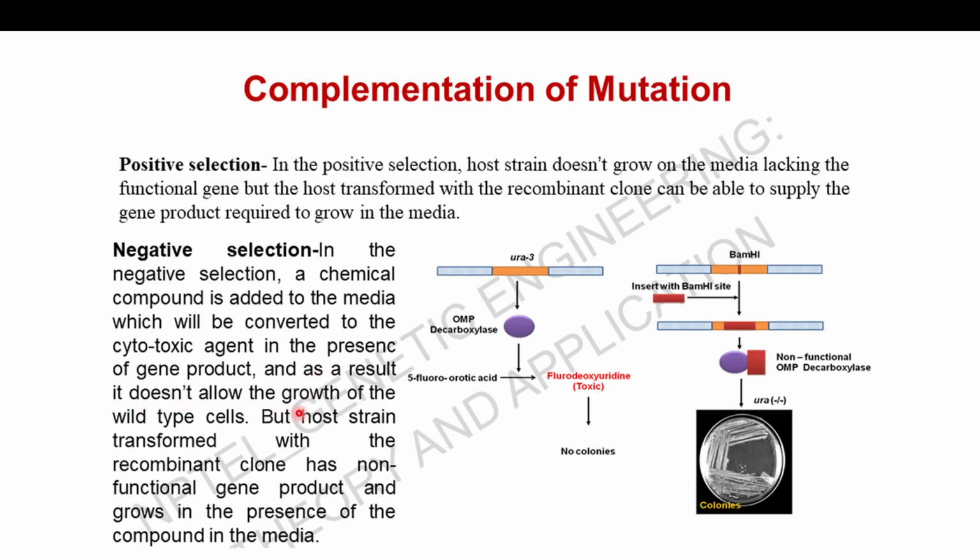Similarly, if we are talking about blue-white screening also, white colonies are formed when non-functional beta galactosidase is there. So it will be an example of negative selection also. The host strain transformed with a recombinant clone has non-functional gene product. So what we saw in case of beta galactosidase, it grows in the presence of the compound in the media, with a non-functional gene product, so white colonies are formed. That can also be an example of negative selection because you are rendering that particular gene product non-functional and then selecting out your recombinants and transformants.